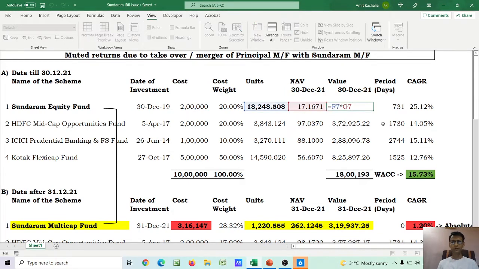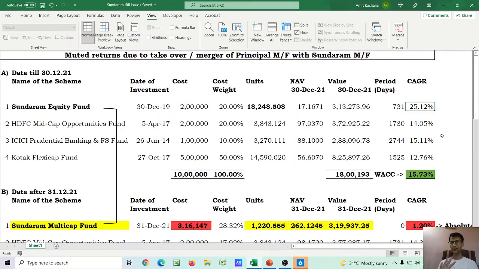Okay, so logically my valuation is units into NAV, this much. My period of investment is from this to this, this many days. So my CAGR, using the rate formula, this being technical, as I already mentioned, is 25.12% per annum. Okay, now there are other schemes.